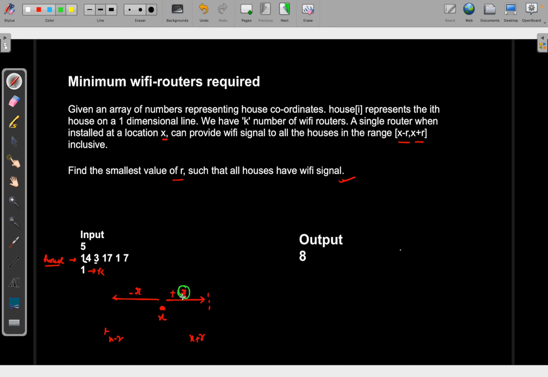For this sample input, we have 5 houses and the houses are represented like this: one house at location 14, at 3, at 7, at 17 and at 1. If we have only one Wi-Fi router, the output will be 8. So let's understand this problem statement, or sample input and output, first.